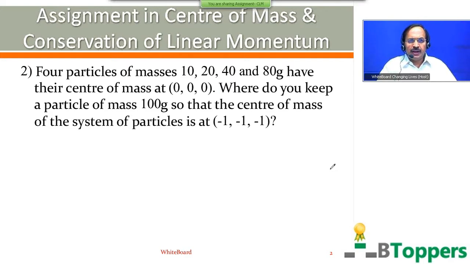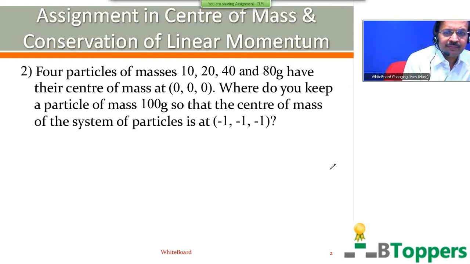4 particles of masses 10, 20, 40 and 80 gram have their center of mass at 0, 0, 0. Where do we keep a particle of mass 100 gram so that the center of mass of the particles is at -1, -1, -1?